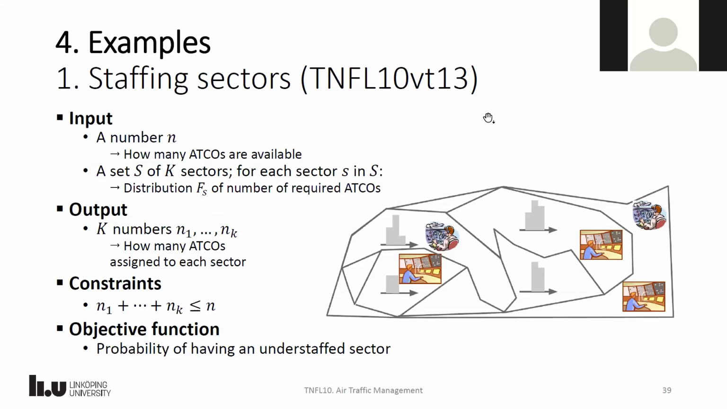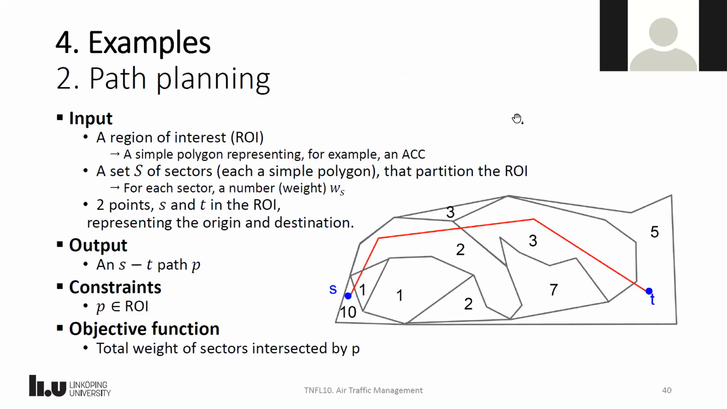So let's look at other examples. For example, this is path planning in some sectors. In this case, the input is a region of interest, which is this one over here, a simple polygon representing, for example, an area control center. We have a set S of sectors, each one represented by a polygon, that's a partition of that region of interest. And for each sector, we have a weight.